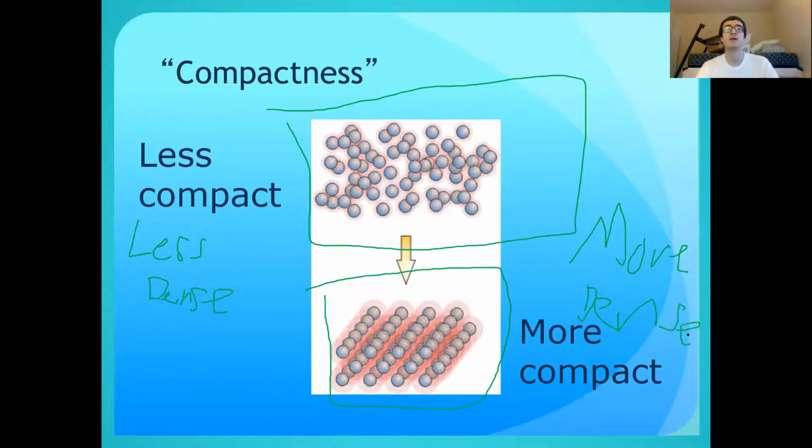So the less compact, the more space that something takes up for its weight, that makes it more dense and more heavy in a smaller area. If something is less compact, it takes up less space. Wait, hold on, I think I switched that around. If something is less compact, then it'll take up more space but have a lower weight. So that makes it less dense. If something is more compact, that means that it takes up less space, but it has a higher weight. And that makes it more dense.